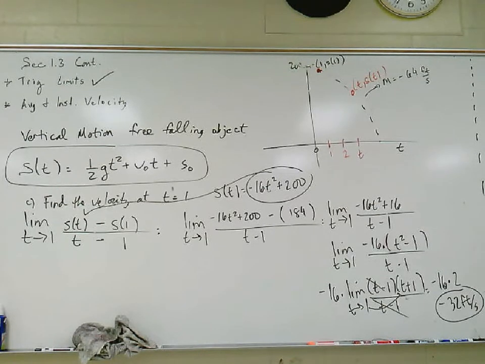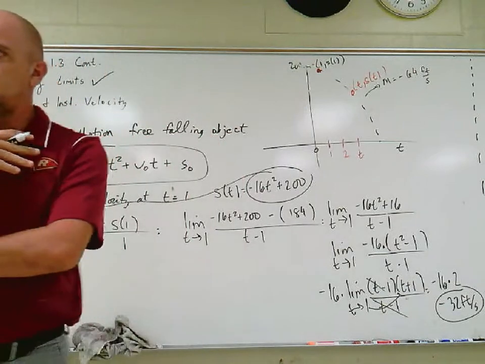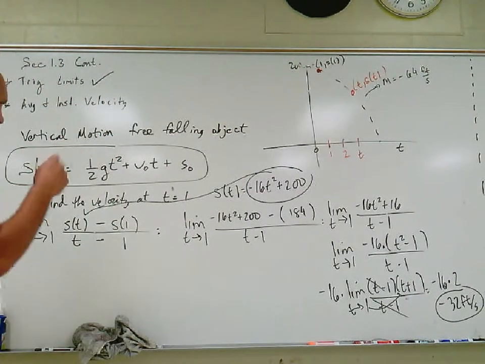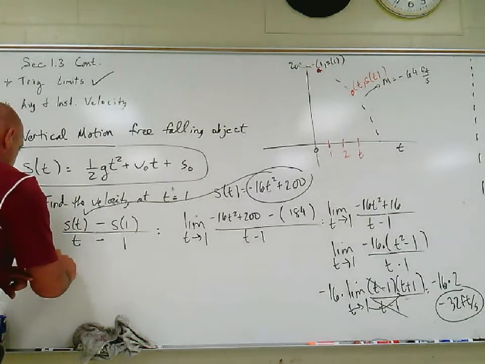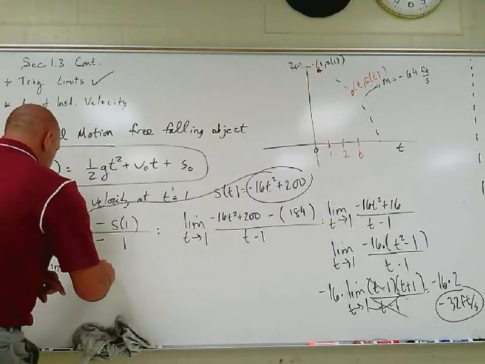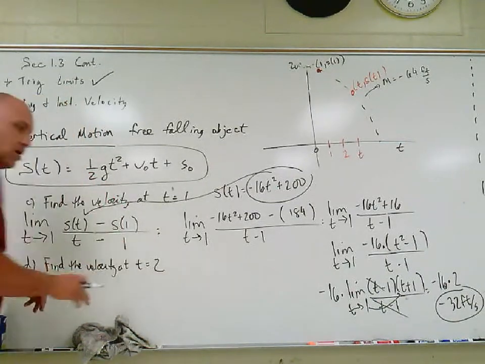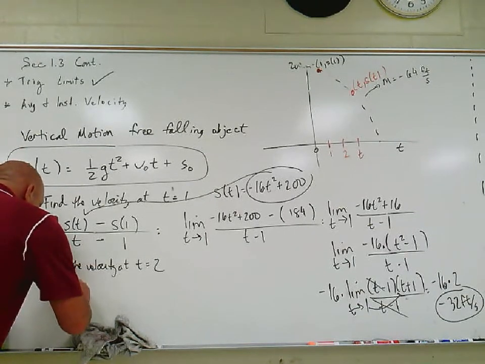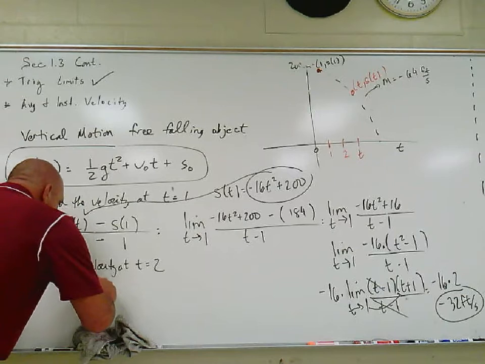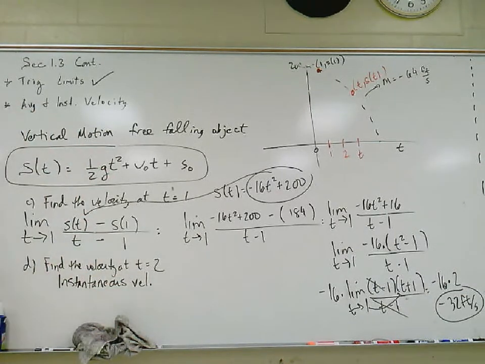Okay, so just to be clear, whatever time they gave me, let's just say I go back to this and I say, okay, let's say it was part D, find the velocity at time equal to 2. If it's at a specific time, that's called instantaneous velocity, not average, because it's at a specific time.